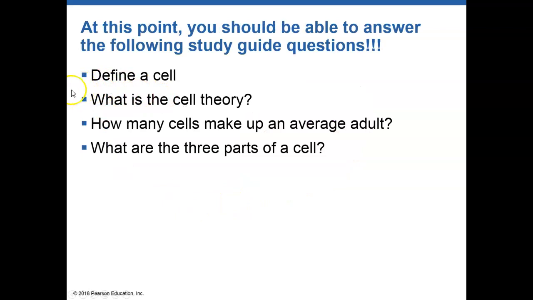So at this point, if you're following along with the study guide, you should be able to define a cell. You should be able to explain the cell theory, explain the parts of the cell theory, who came up with the cell theory. You should be able to tell me how many cells an average individual has, anywhere between 50 and 100 trillion, and the three parts of the cell.